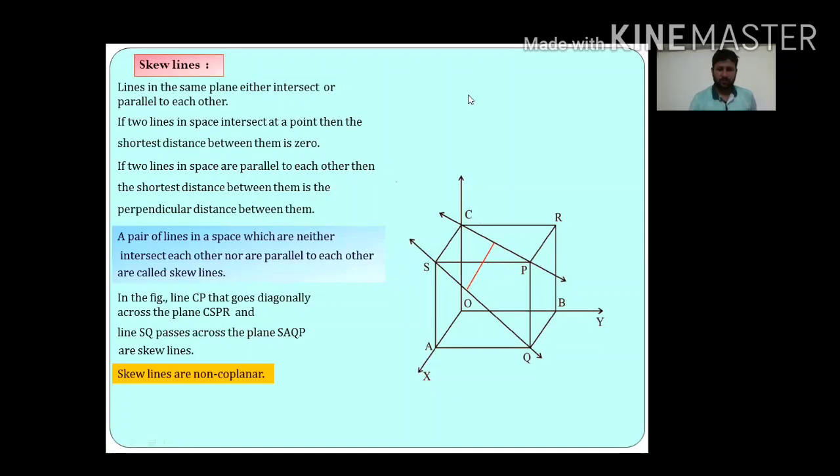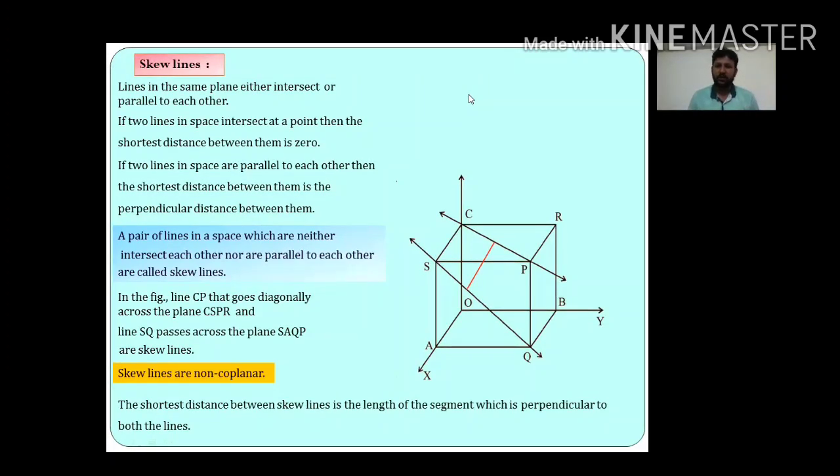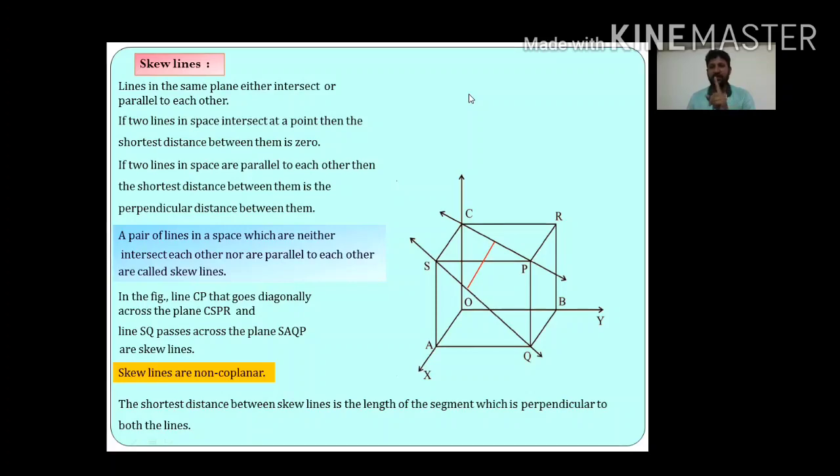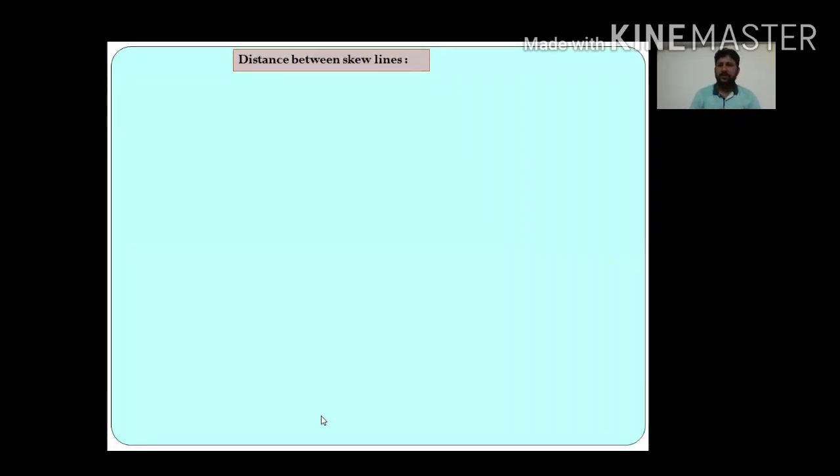Statement here: the shortest distance between skew lines is the length of the segment which is perpendicular to both lines. Okay, only one line is perpendicular to both lines, and that will be the shortest distance between skew lines. Let us continue with the distance between skew lines.